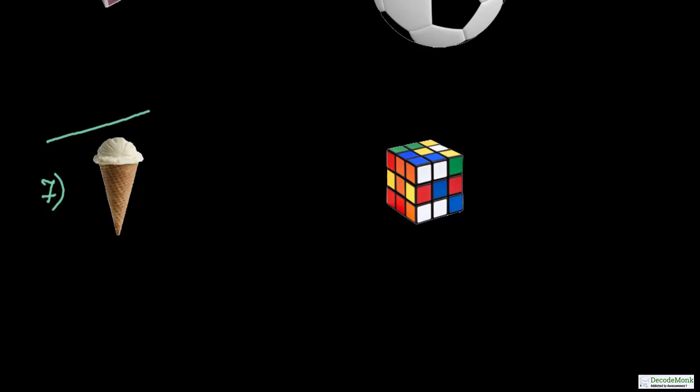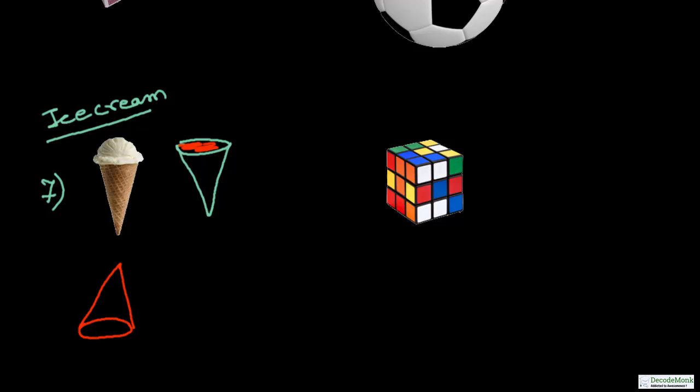The seventh one is your tasty ice cream. You may have enjoyed it many times. This ice cream resembles a shape like this. Don't get confused. This is just the shape like this, which is being made upside down. The shape of these two is the same. You should be able to identify this. Please don't get confused. This is the shape of a cone.